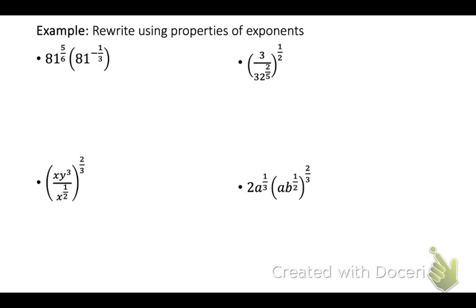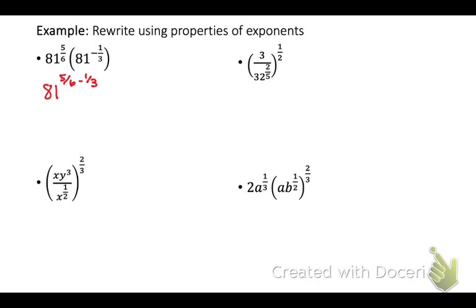Okay, so I have 81 to the 5/6 and 81 to the negative 1/3. So how do I do that? Well, 81 to the negative 1/3 needs to be a fraction. So we would have to take 81 to the 5/6 minus 1/3, correct? Okay, so we have fractions, and before we can do anything with addition or subtraction, we have to have a common denominator.